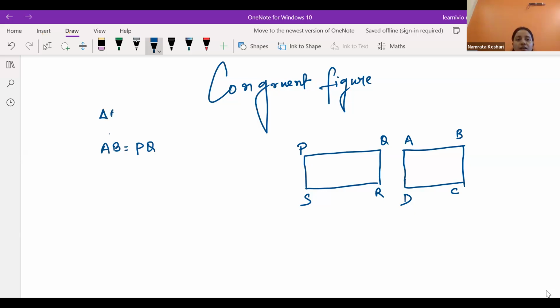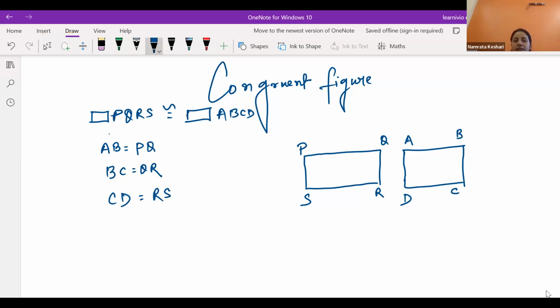If I am saying that rectangle PQRS is congruent with rectangle ABCD, that means AB is equal to PQ, BC is equal to QR, CD is equal to RS, and AD is equal to PS, right? These two figures are exactly the same in measurement. Both will cover each other completely, right? Apart from that, what else will be the same?